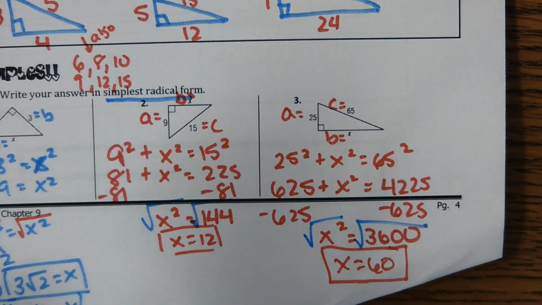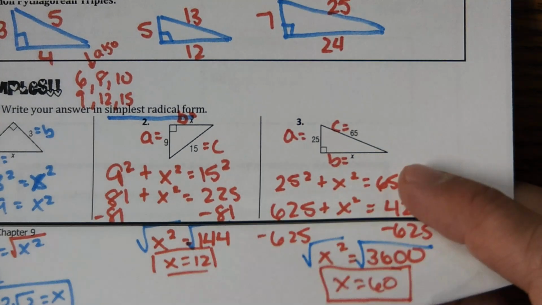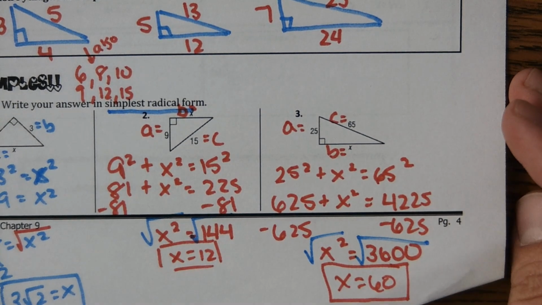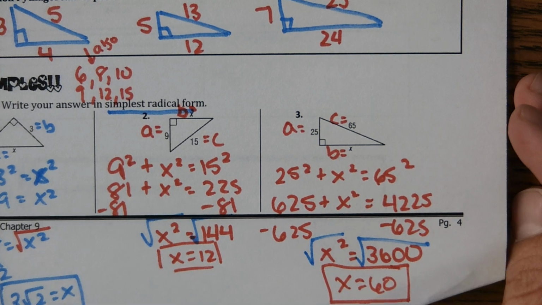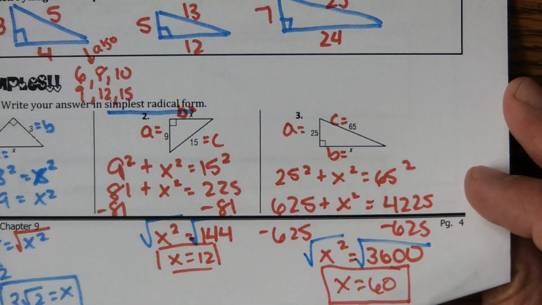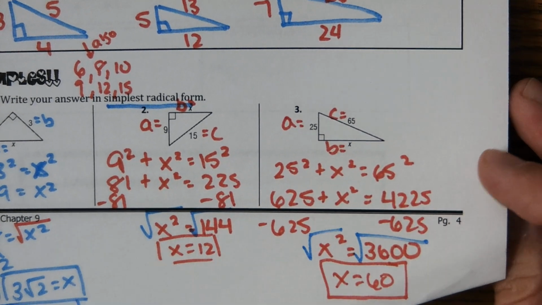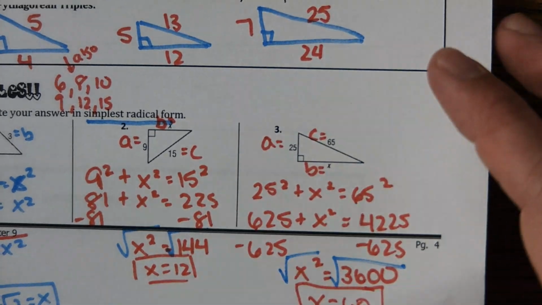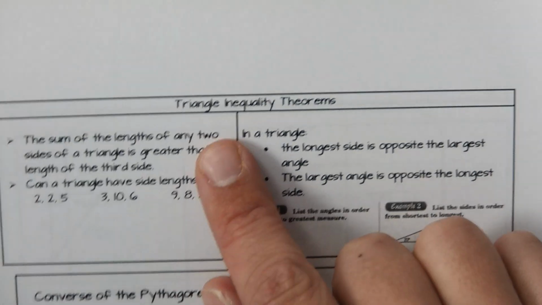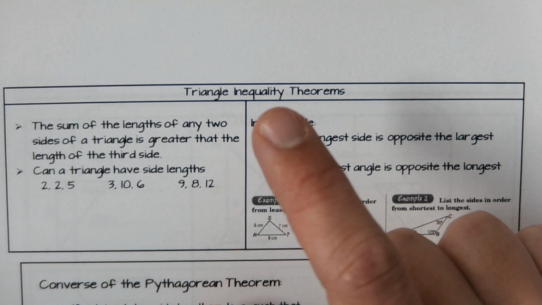Okay, when you got that down, we'll flip to the next page. Okay, on the next page, we're going to review a couple things that we've seen before. Well, different things than this. So I'll show you on this page. So triangle inequality theorems. We saw this in chapter 6, so it'll be nice to go over it.